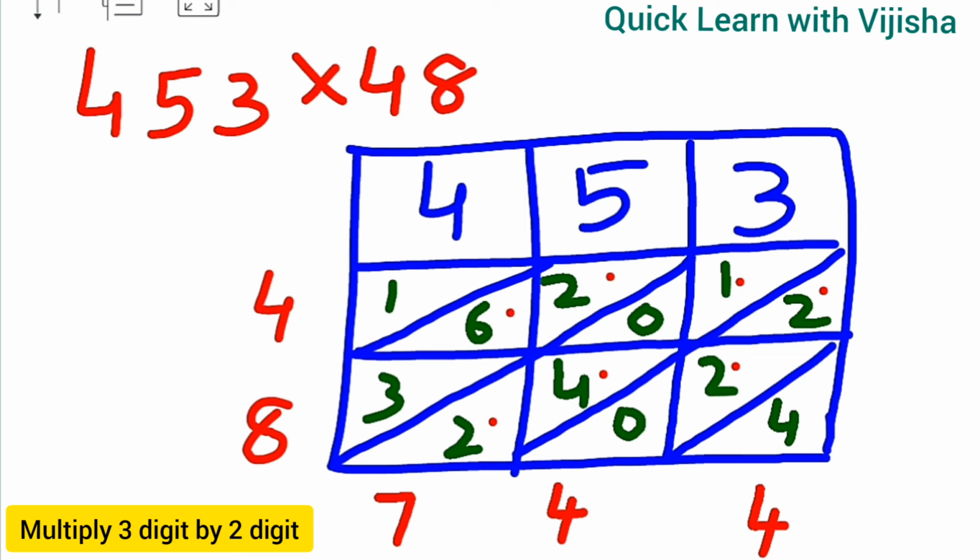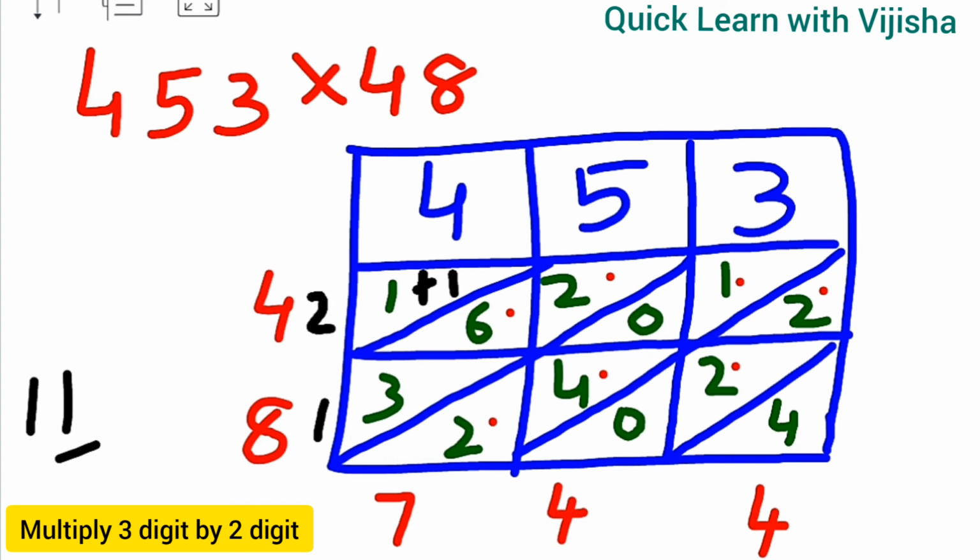We have to add slanting way. So 2 plus 6 will give you the value as 8. 8 plus 3 will give you the value as 11. So it is coming as 2 digit. 11 has 2 digits. We need to write units place here and 1 we will carry to the next row. So 1 plus 1 will give you the value as 2.